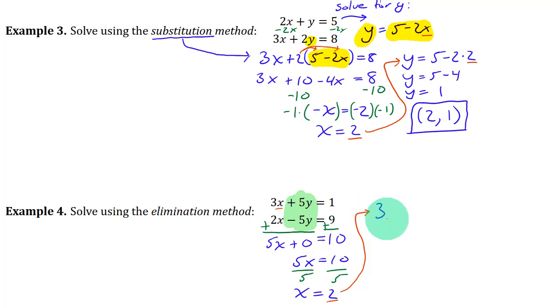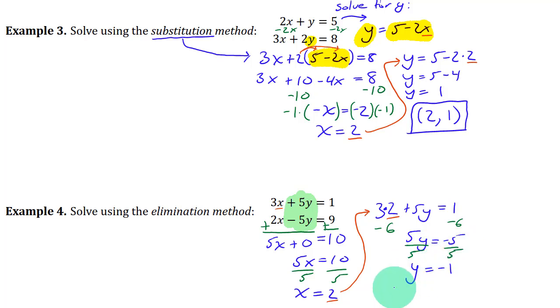That's going to be 3 times 2 plus 5y equals 1. That's 3 times 2 is 6, so I'm going to subtract 6 from both sides. That'll give you 5y equals negative 5. Divide both sides by 5, and you'll get y equals negative 1. So the solution should be 2, negative 1.